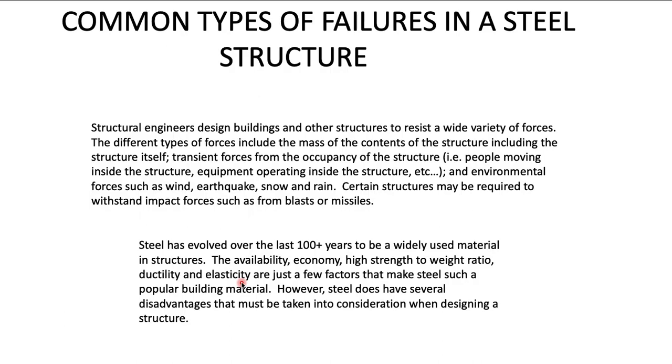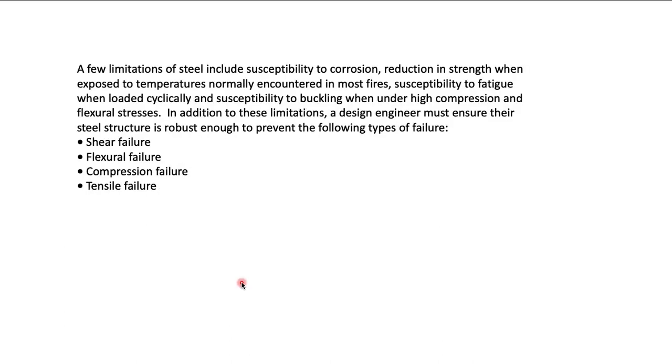And it still does have several disadvantages that must be taken into consideration while designing the structure. In this video we are going to explain the disadvantages and the failures we see in steel structures practically. I'm going to explain a few limitations. Steel is susceptible to corrosion, reduction in strength when exposed to the temperatures normally encountered in most fires, susceptibility to fatigue and cyclic load, and susceptibility to buckling when under compression and frictional stresses.